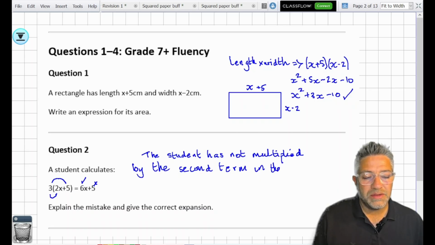Just takes me a little moment here. I would actually include the correct answer as well.